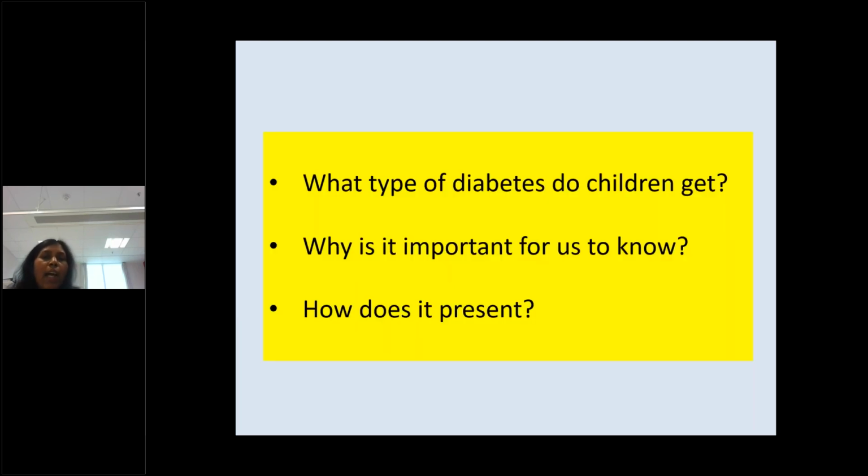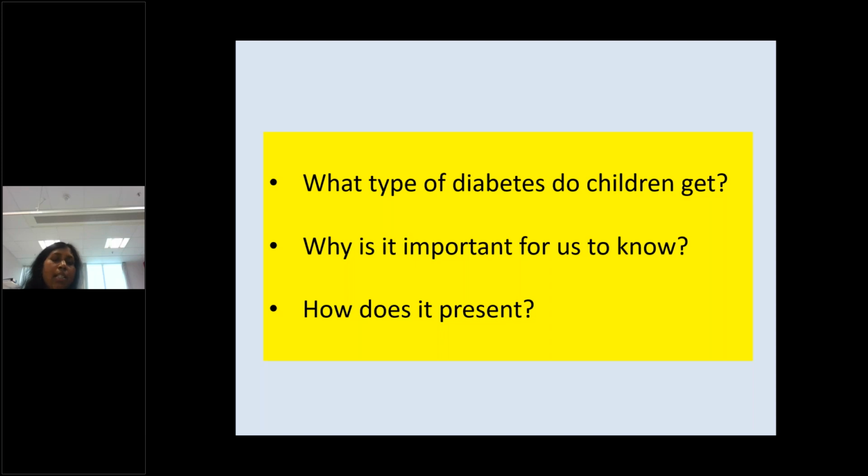So what do we think is the type of diabetes children get? I guess we all know the answer for this. The majority of them get type 1 diabetes. And why is it important for us to know? Obviously, if we know whether it is type 1 or type 2 or any other rare forms of diabetes, then our management depends on the diagnosis really. We can discuss that in another slide later on.